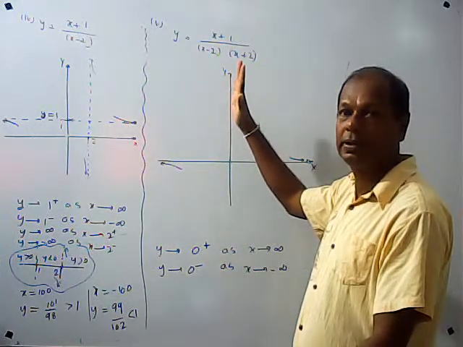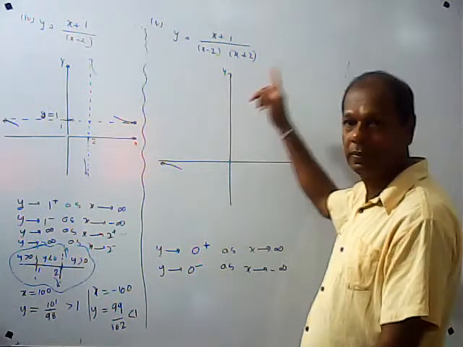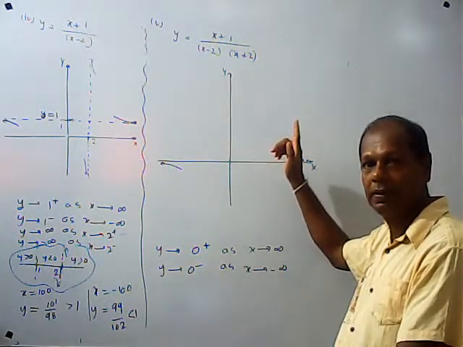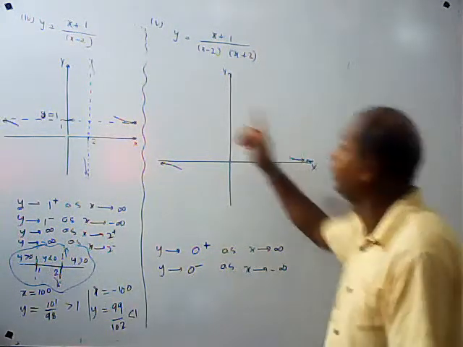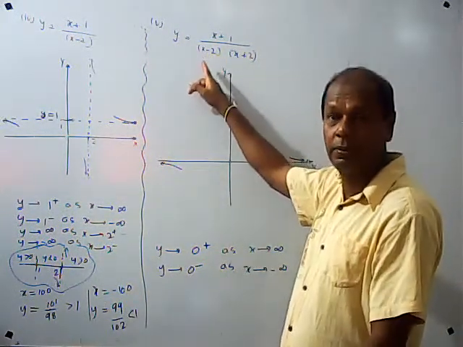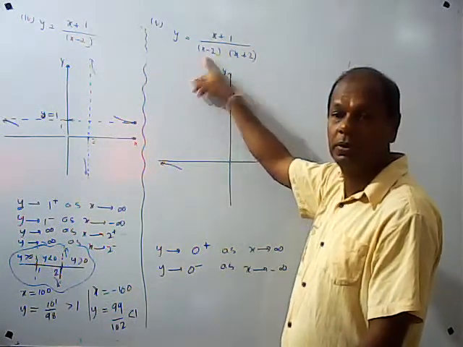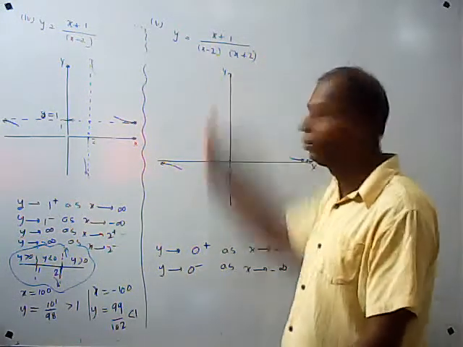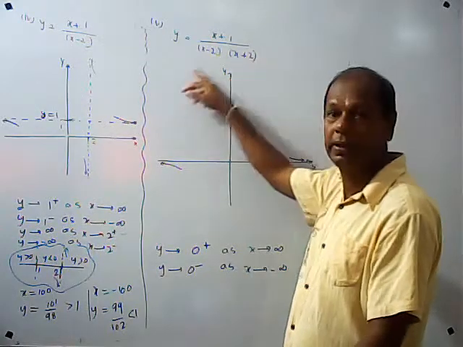Then the vertical asymptote. So how many vertical asymptotes are there for this? You see that the denominator becomes 0 for two values: x equals plus 2, x equals minus 2. That means there are two vertical asymptotes. One at minus 2, the other at plus 2.